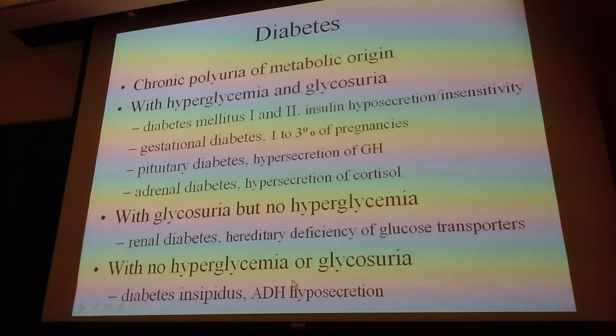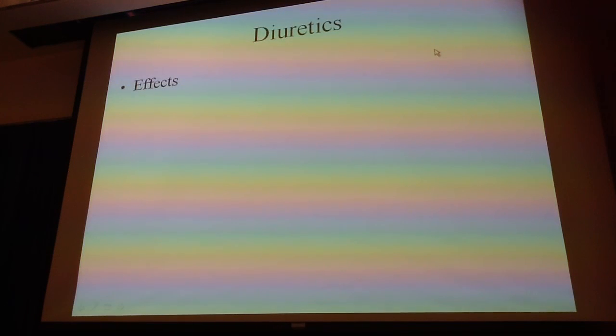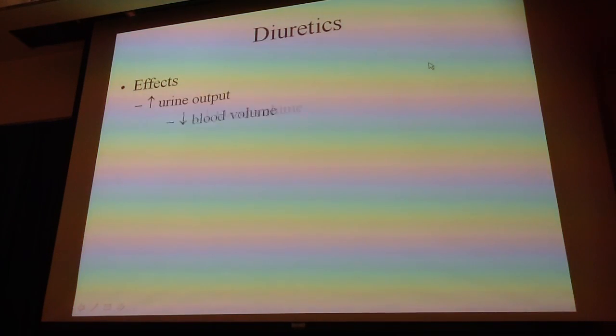That would be a question I would probably ask you: what is the difference between diabetes mellitus, the sugar diabetes, and diabetes insipidus, the ADH hyposecretion problem? With one, you're urinating a lot of water because there's no ability to retain it. With the other, you're excreting sugar because you have no ability to metabolize it. Now, diuretics. This is an important one for us.